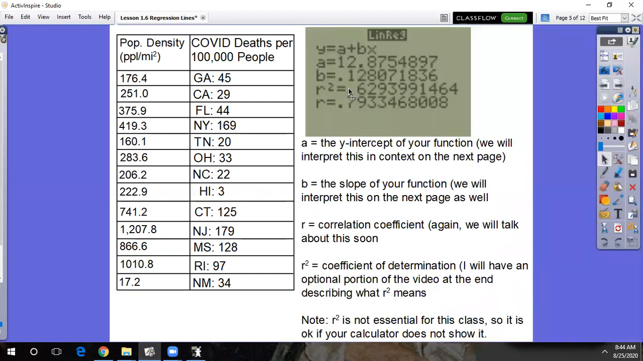So here was our output. A is the y-intercept. One thing we're going to have to do with the y-intercept is interpret it in the context of the problem. Same thing with the slope, we're going to interpret it in the context of the problem. R squared is called the coefficient of determination, which I'll cover at the end of the video. Then R is the correlation coefficient, and we'll interpret that in just a minute as well.